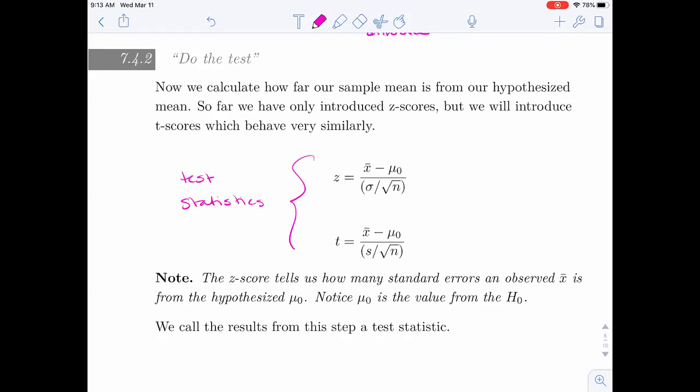If we've got a test statistic that's larger than plus or minus 2, we suspect that we have a significant result, which means later that we're going to reject H naught in favor of HA, that there is something going on. So for now, we're just going to talk about these test statistics. But the further away we are, the more standard errors we are away from the hypothesized mean, the more unlikely it is that that's the mean for the group that I pulled these guys from.